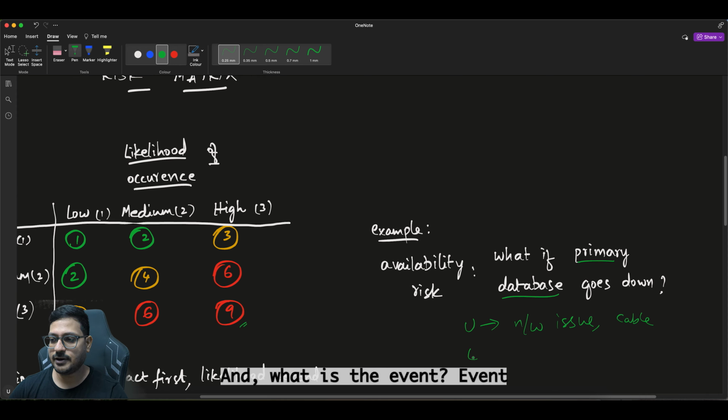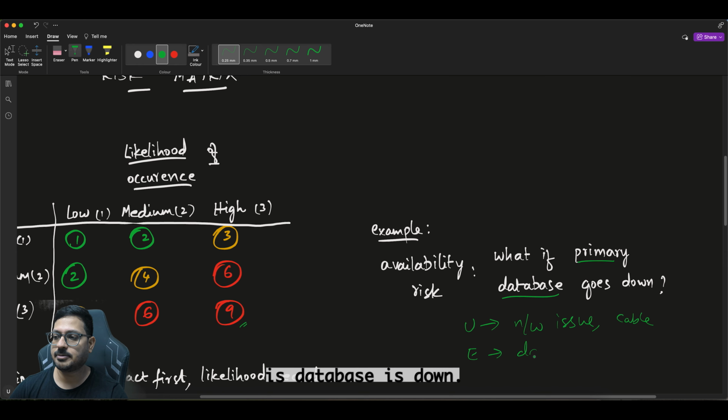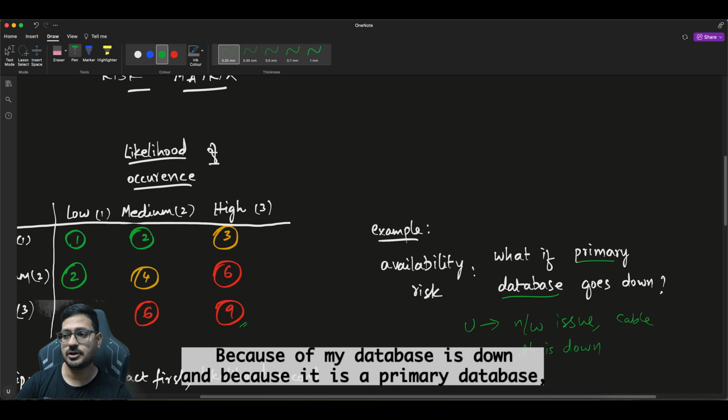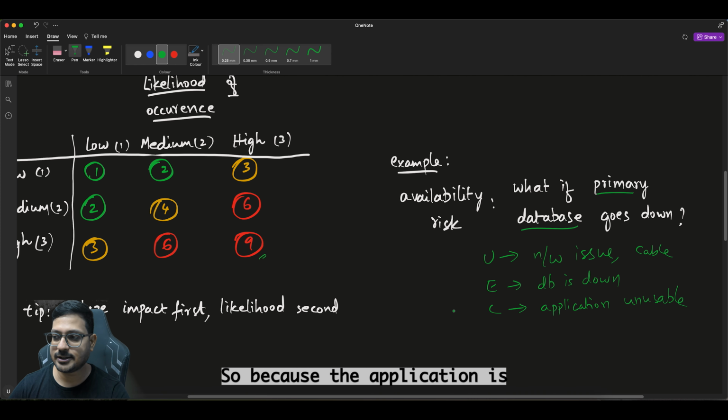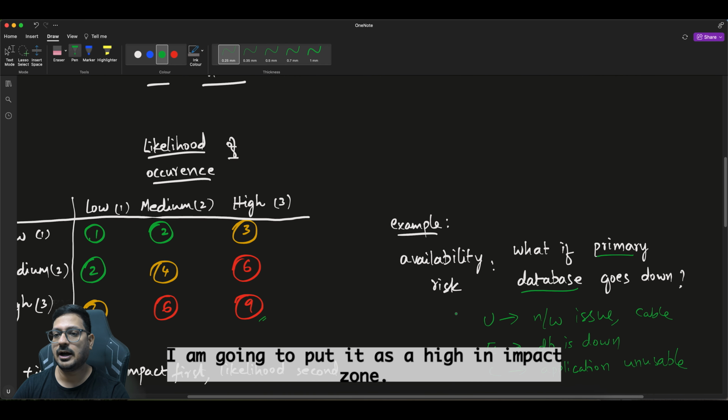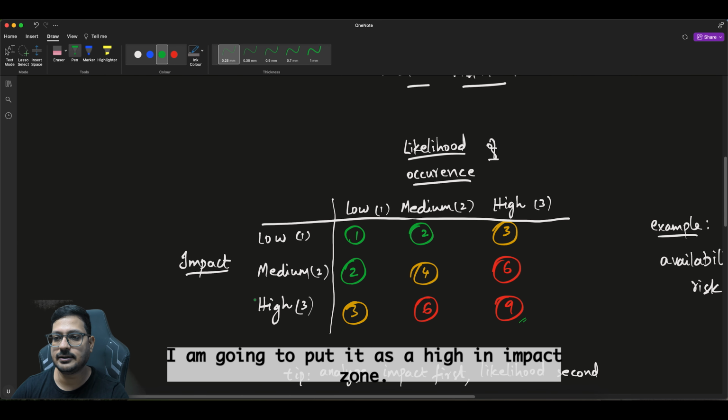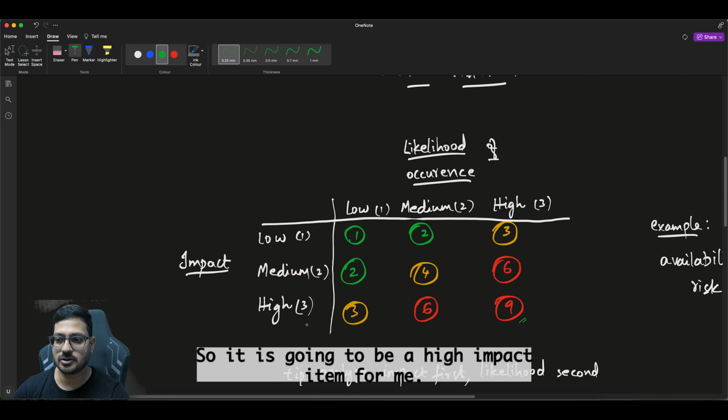And what is the event? Event is database is down, DB is down. And what is the consequence? Because my database is down, and because that is a primary database, my application is not usable. Application unusable. So because the application is unusable, my users cannot access it, my business is impacted, I'm going to put it as a high in impact zone, right? So it is going to be a high impact item for me.